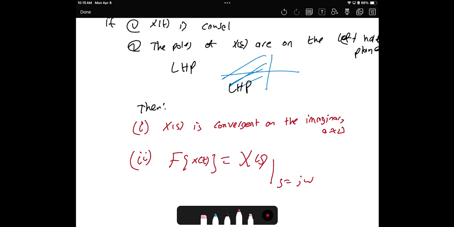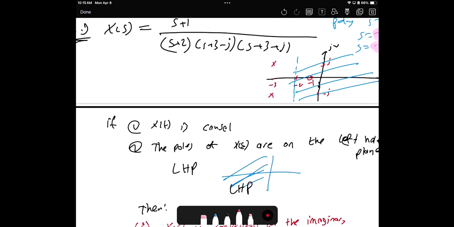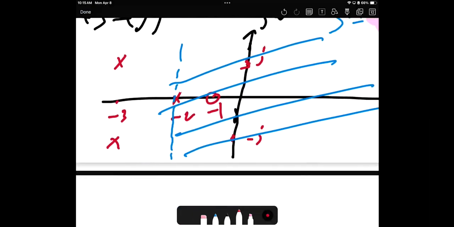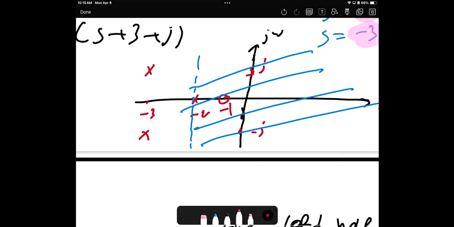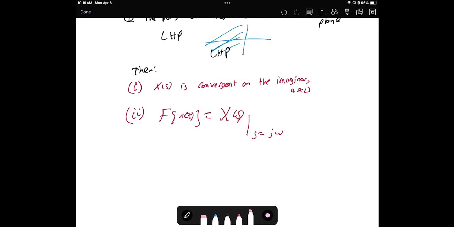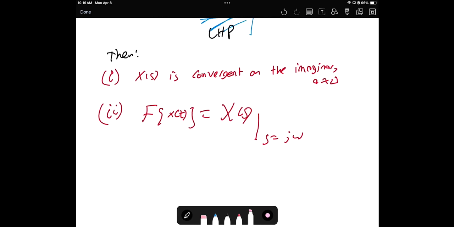Just substitute s equal to j omega. But we need to make sure it converges on the imaginary axis. Again, in the previous example, I just want to show you, I said the convergence region is to the right of -2, the largest pole. Then you can see the imaginary axis is within the convergence region. If it is within the convergence region, then we can consider the Fourier transform equal to the Laplace transform, or substitute s equal to j omega. Okay?